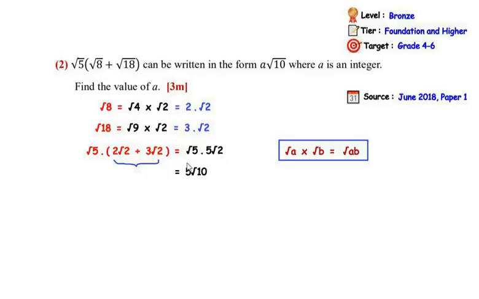Now if we compare the answer which we have got to the form they have asked us, we can see that the value of a is 5. So this is our answer. And you can also take a note of this rule. Now moving on to the next question.